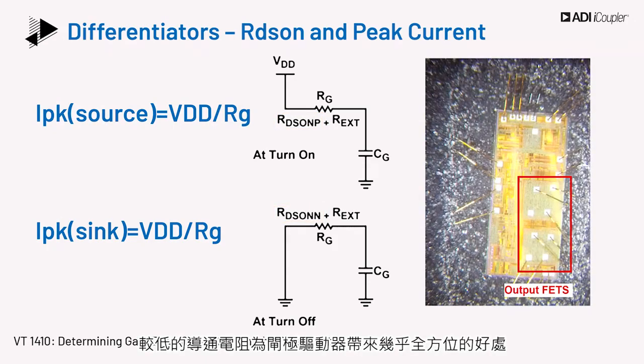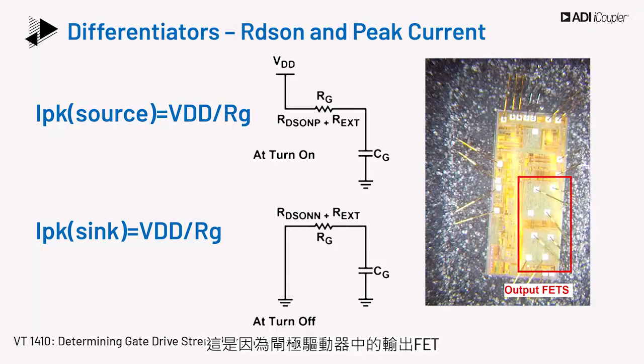Lower RDS(on) has benefits almost across the board for gate drivers. The main trade-off is that lower RDS(on) costs die area, since output FETs in a gate driver can be 10 to 30% of the total die area. Thus, ultimately, there is a balancing act between drive strength and price.